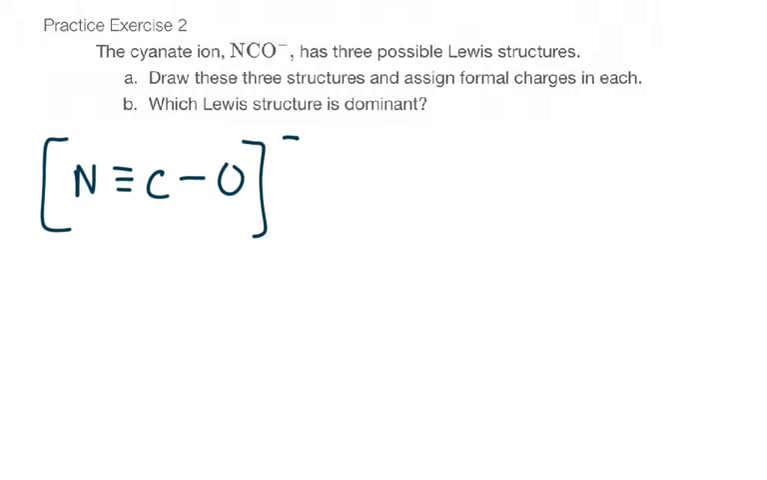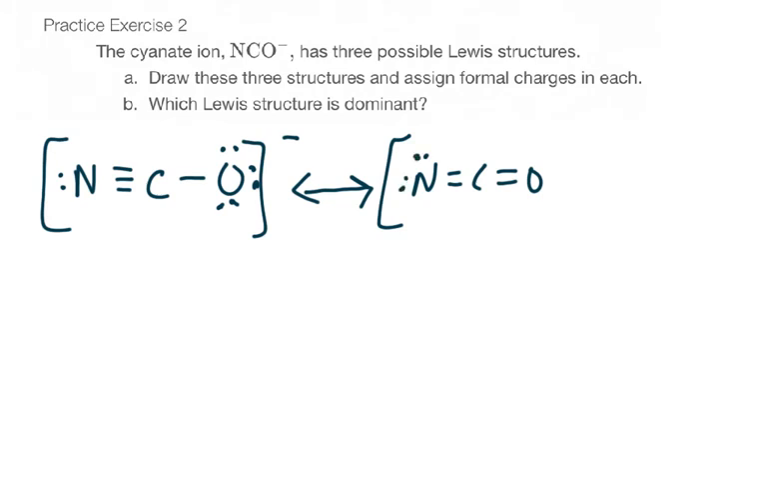So this would be one possibility. You would have to put lone pairs here to give everybody an octet. There is a second possibility here. This is resonance, where we have a double bond between both of them, like this. And we would have to put a couple of lone pairs to give everybody an octet here.